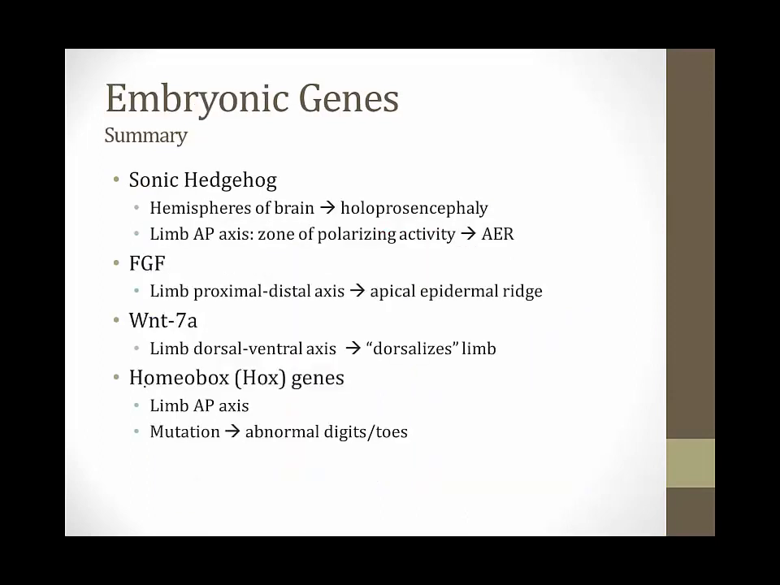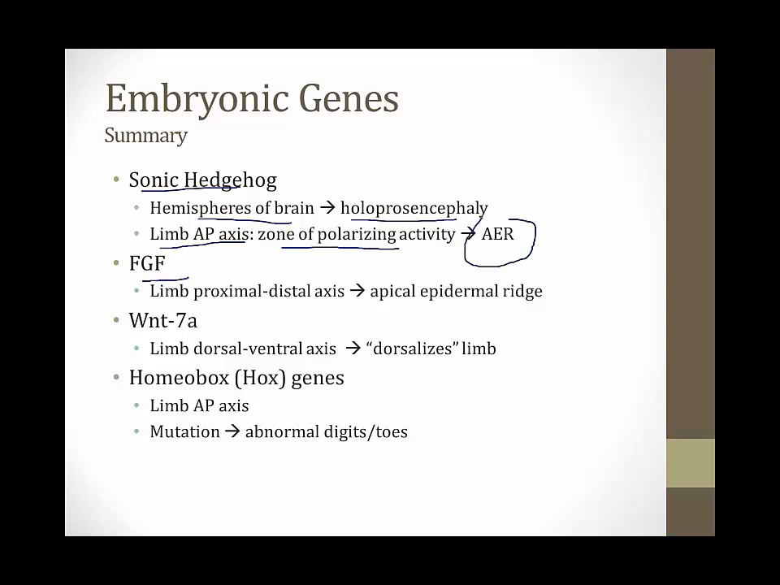the screen. I'll finish with this summary slide of the key genes that you should know for the Step 1 exam. The sonic hedgehog gene is important for normal development of the hemispheres of the brain. Abnormal function of the sonic hedgehog gene can lead to holoprosencephaly. This gene also has a key role in normal development of the limb along the anterior to posterior axis. This gene is active in the zone of polarizing activity, which influences the apical ectodermal ridge.